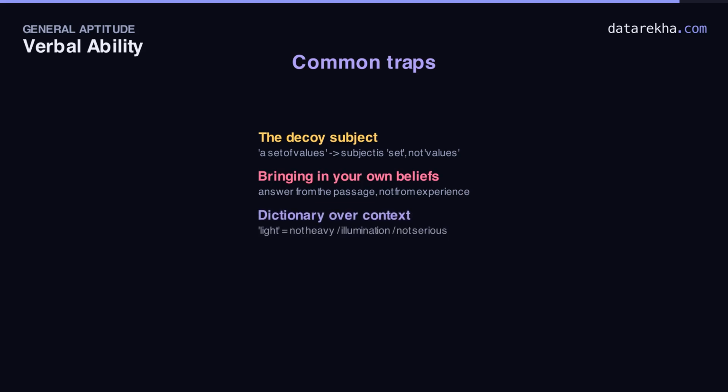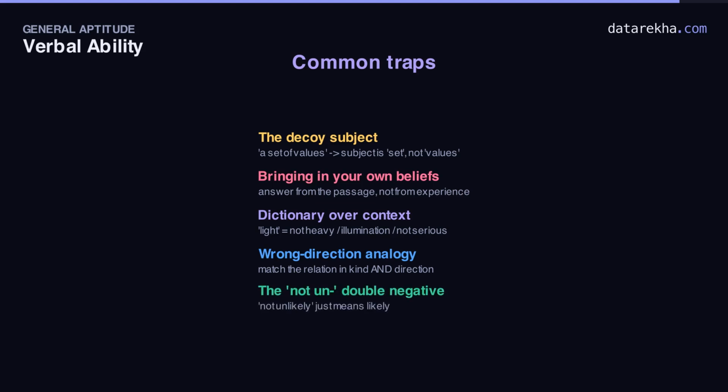3. Reaching for the dictionary over the context. Light can mean not heavy, or illumination, or not serious. Only the sentence decides which is live. 4. The wrong direction analogy. If A to B is cause to effect, then C to the answer must be cause to effect too. Same kind, same direction. Drizzle to rain is weak to strong, never the reverse.